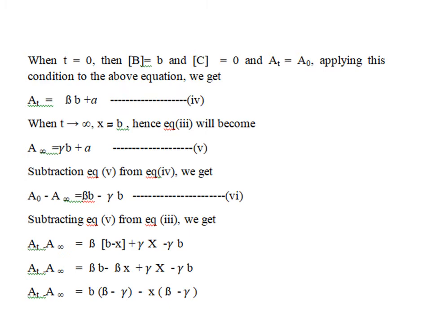Now when T tends to infinity, X will be equal to B. Hence equation 3 will become A infinity equal to gamma B plus alpha. This is equation number 5. Now subtracting equation number 5 from equation number 4, we get A0 minus A infinity will be equal to beta B minus gamma B. This is equation number 6.